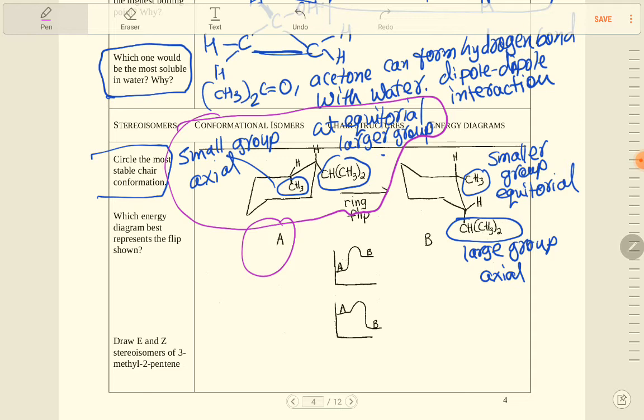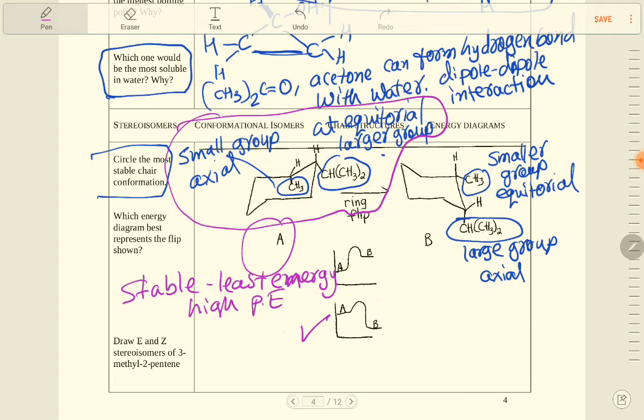All right. Remember, stable means least energy, and high potential energy means stored energy. So when we look at these two energy diagrams, you can see this one has higher potential energy.